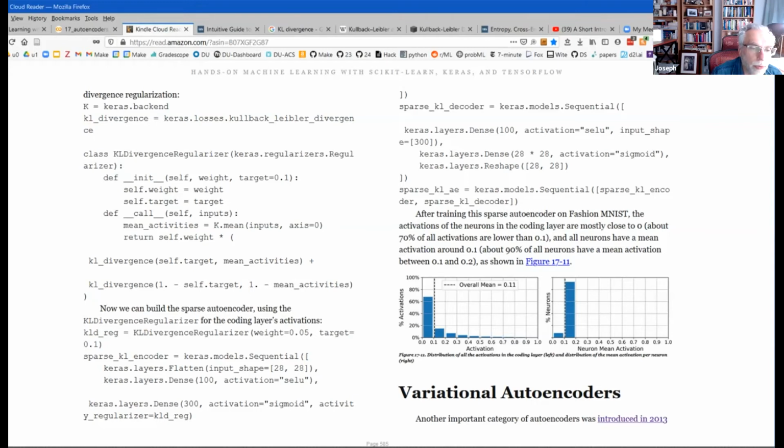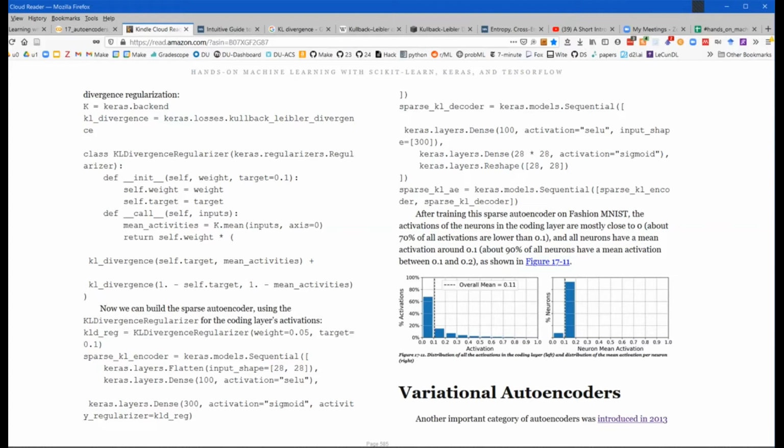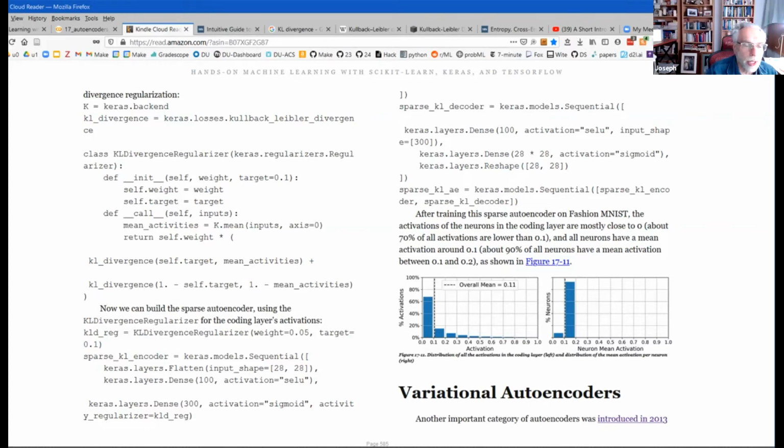The other point is, let's look at this figure and try to understand what it means. Here he's plotting the distribution of all the activations in the coding layer. So this would be 300 neurons, right? And the percentage of activations that are between 0 and 0.1, that's this bar. It's basically a histogram of activation levels, and there are 300 neurons contributing to this histogram. If you made this the number of activations instead of the percentage, then all the bars would have to add up to 300.